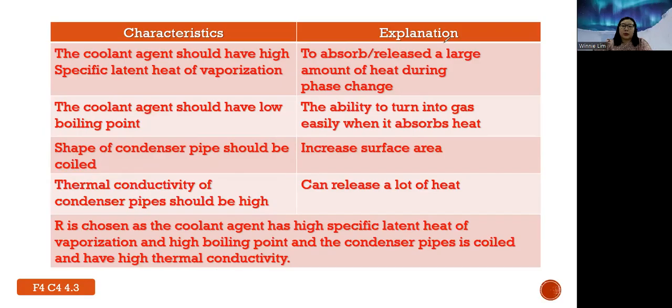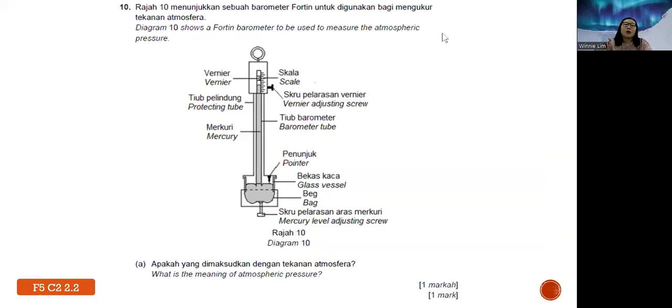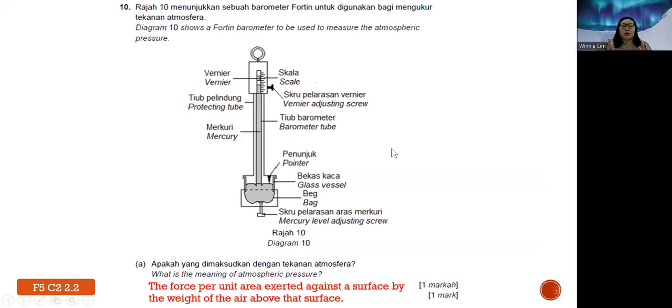Yeah, so we're done with question 9. Now we proceed to question 10. Question 10 is under the Form 5 topic on atmospheric pressure. Diagram 10 shows a Fortin barometer to be used to measure the atmospheric pressure. Okay, then what is the question? What is the meaning of atmospheric pressure?